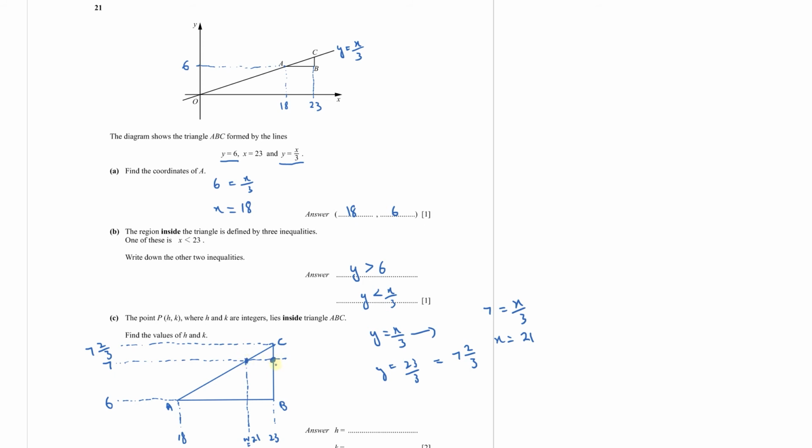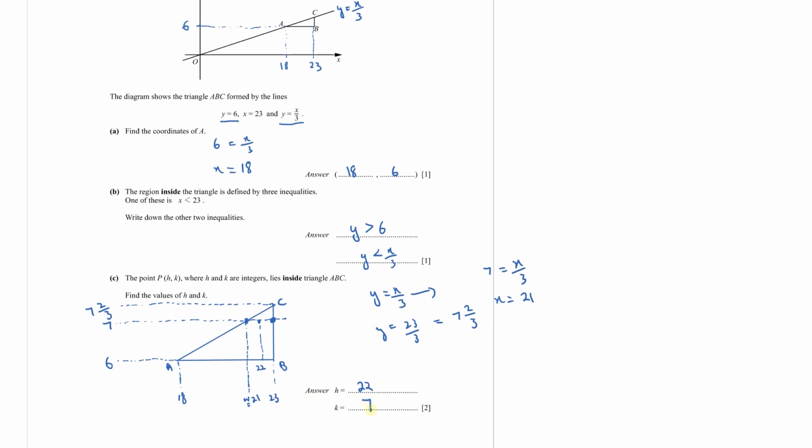This here is 23. So the only integer value in between will be 22. So that means the x coordinate is 22. That means the value of h is 22, and the y coordinate integer value is 7. So this is the only point inside this triangle where both the xy coordinates are integers. All other points inside the triangle, the coordinates are not integer values.